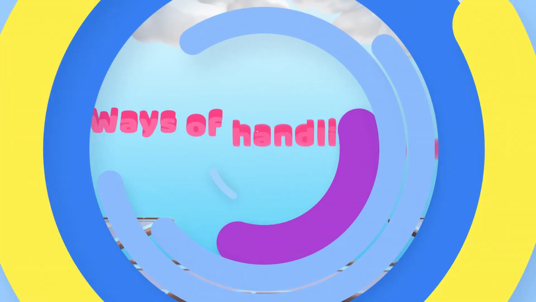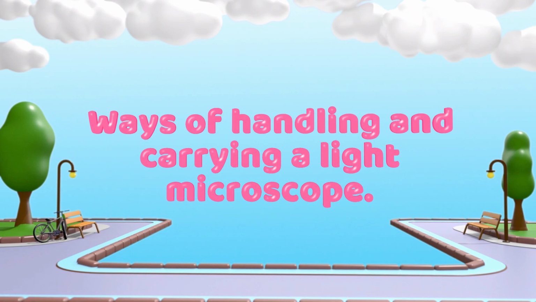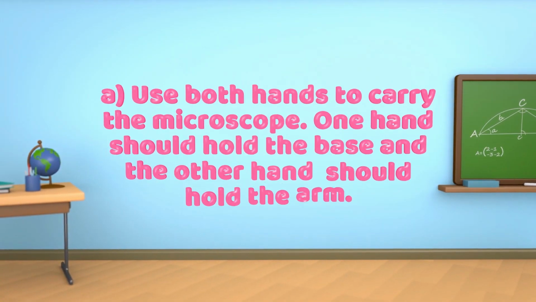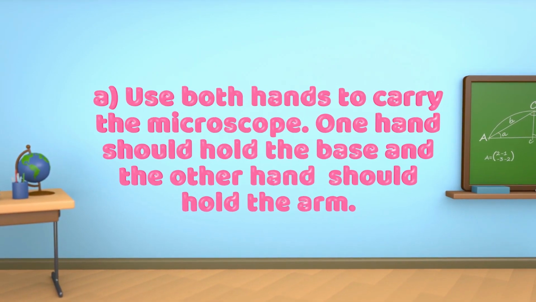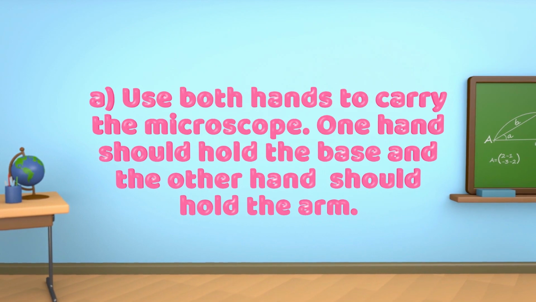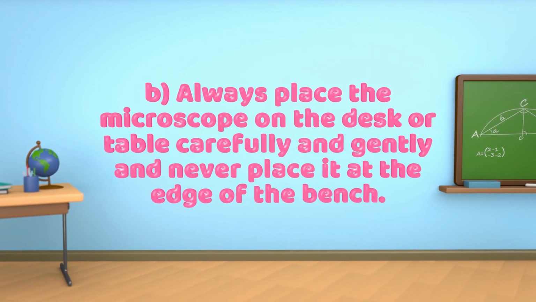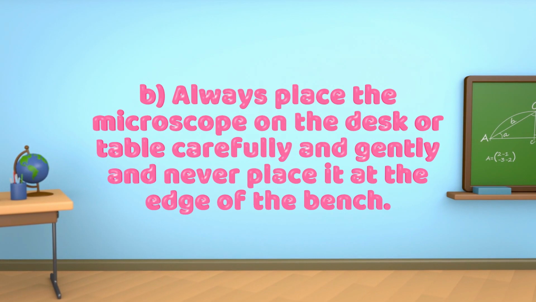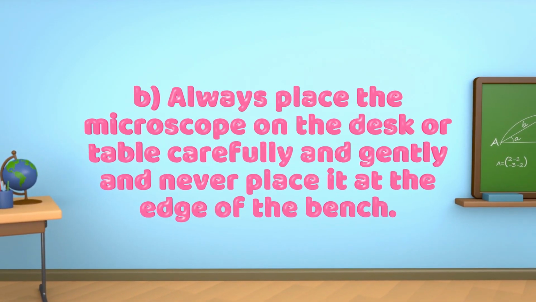And now let's see the ways of handling and carrying a light microscope. Procedure A. Use both hands to carry the microscope. One hand should hold the base and the other hand should hold the arm. B. Always place the microscope on the desk or table carefully and gently, and never place it at the edge of the bench.